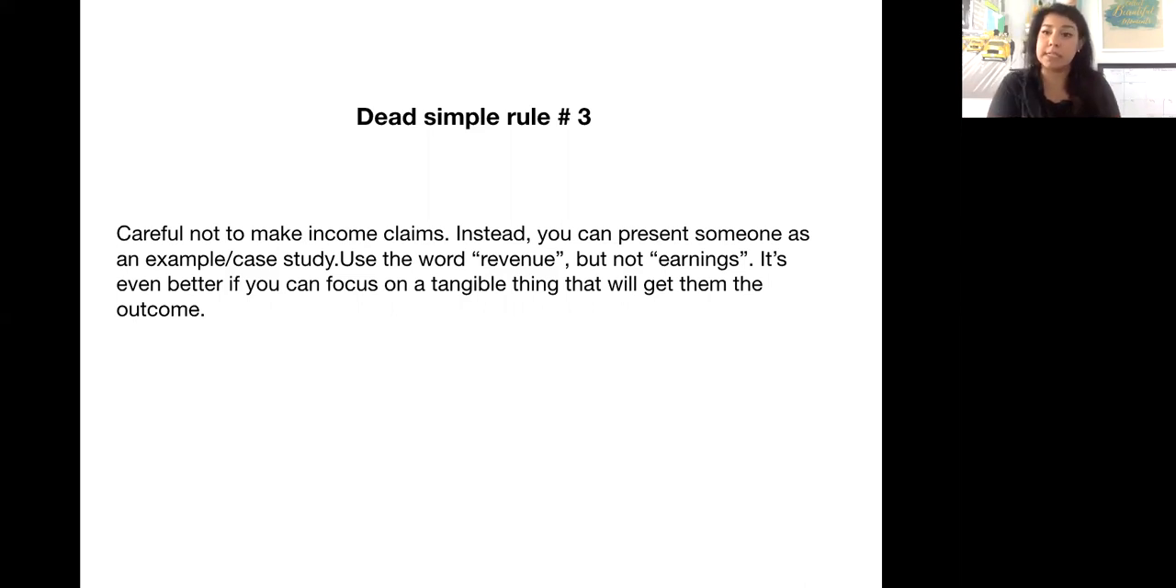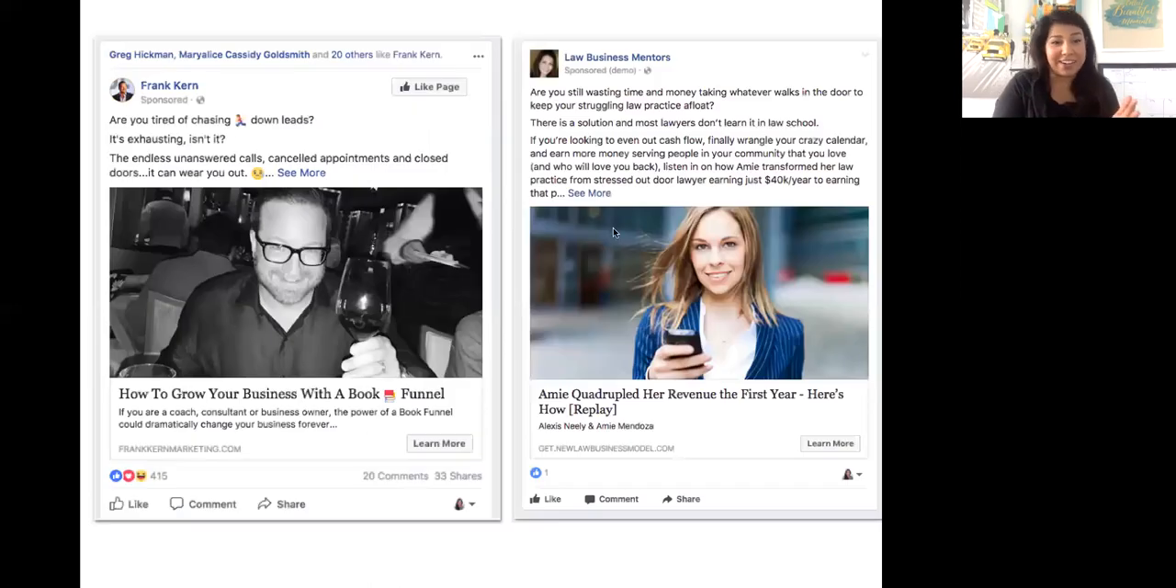Instead, present someone as an example or a case study. Try to use words like revenue, but not earnings. And it's even better if you can focus on a tangible thing that will get them the outcome. Here's what I mean by that. If we look at Frank Kern here on the left, the online marketing pillar, basically, he's focusing on how to grow your business with a book funnel. So he's growing your business, he's in the online marketing space, but he is focusing on the tangible thing that you're going to use in order to get the results. That's a great way to play it.